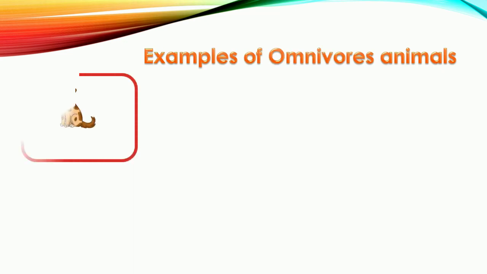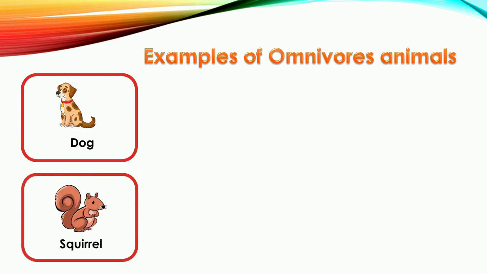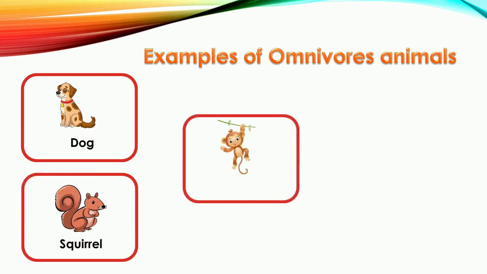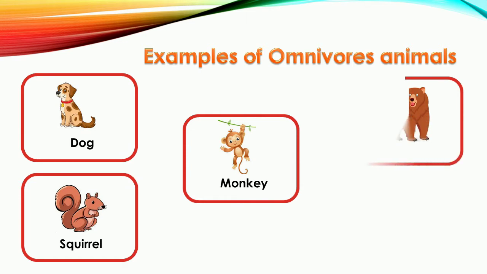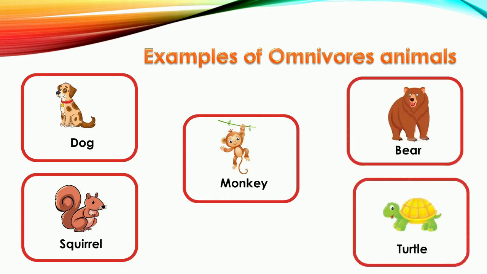Now, let's see examples of omnivorous animals. Dog, squirrel, monkey, bear and turtle.